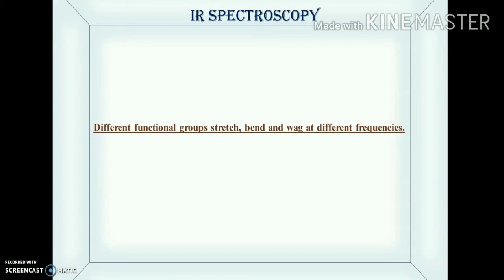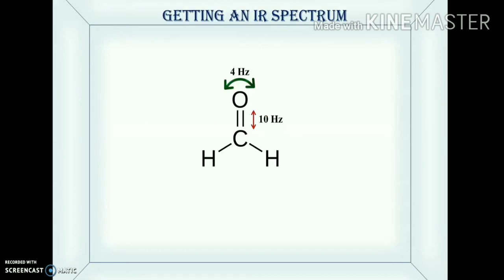Now let us try to understand what an IR spectrum is and how it is obtained. For that we need to know that a particular molecule is undergoing stretching or bending modes of vibration, which we have just discussed. I have taken the example of the simple molecule formaldehyde, with the molecular formula HCHO. In this molecule there is a functional group present, the carbonyl group, that is carbon double bonded to oxygen.